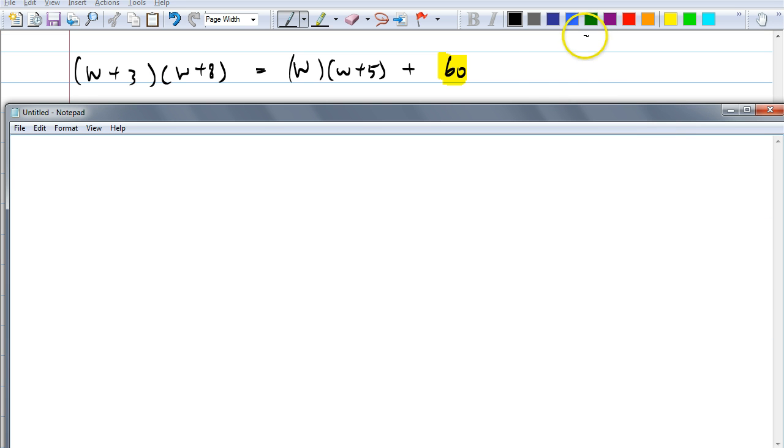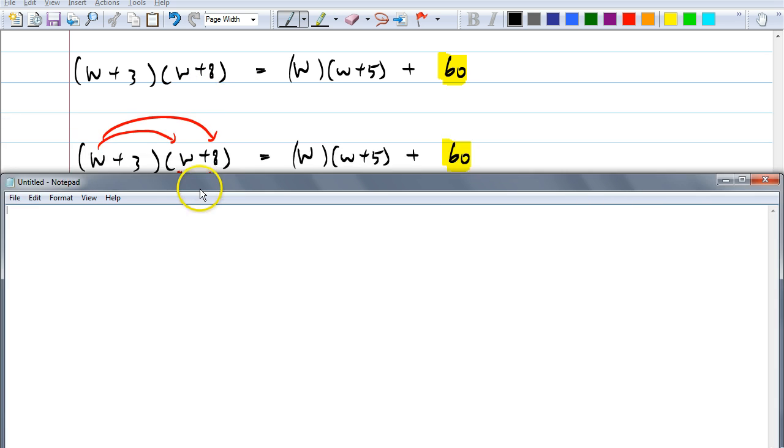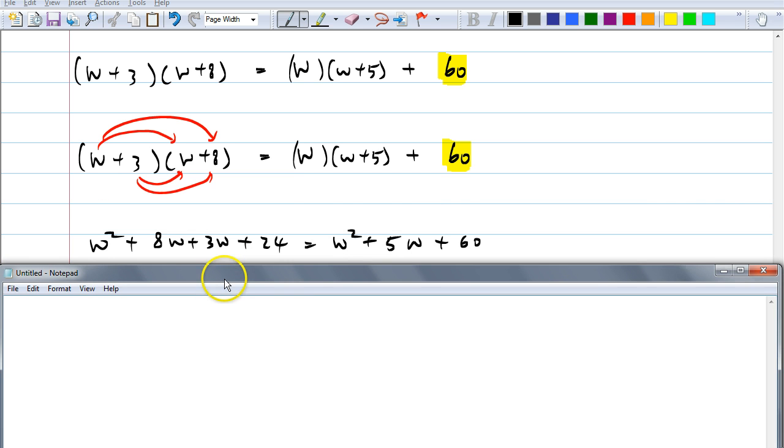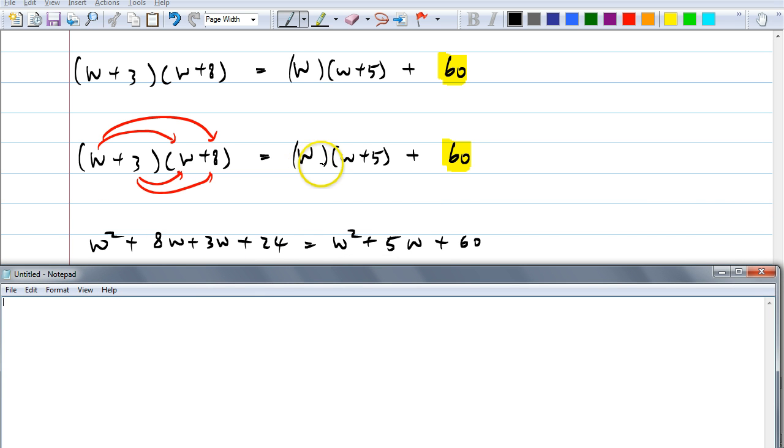Okay. Kira, can you tell me what to write? So we need to multiply the left side. What do we get? You multiply the W's, W and 8. You get W squared plus 8W. And then you multiply 3 times W, 3 times 8. So you get 3W plus 24. Very good. Okay. How many people got this? On the right side, of course, W times W plus 5. You get W squared plus 5W plus 60. Yeah. Very good.